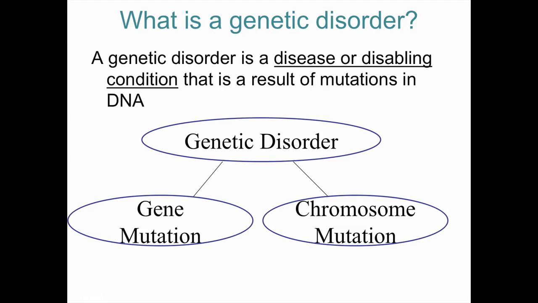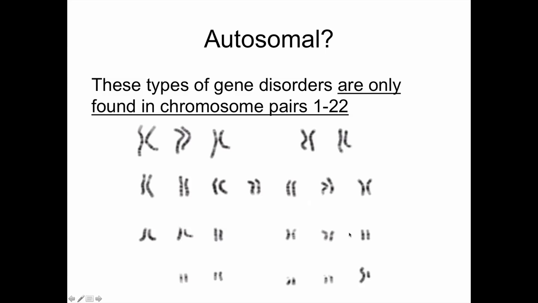There are two main types of genetic disorders. If we take genetic disorders as a whole, diseases or disabling conditions based on messed up DNA, there's gene mutations, where genes get messed up and they can lead to the disorder, and then there's chromosomal mutations, which we'll talk about next time.